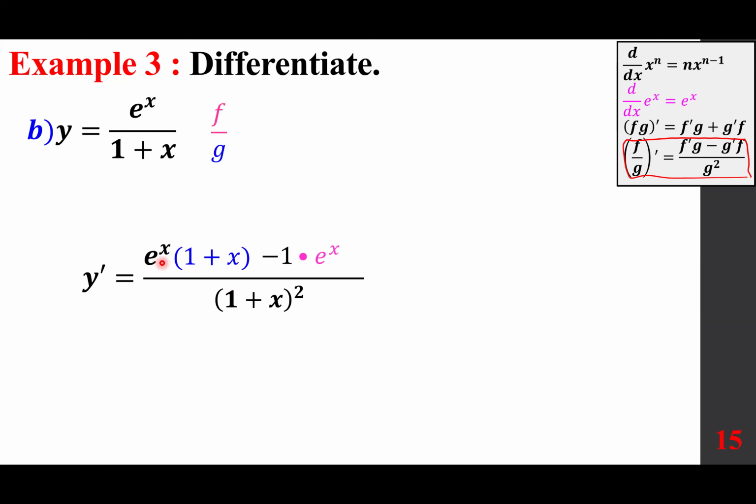We're going to distribute, we get e to the power of x plus e to the power of x times x minus e to the power of x. These two cancel each other, and we put the x in front. The final answer, y prime, is x e to the power of x over (1 plus x) quantity squared.